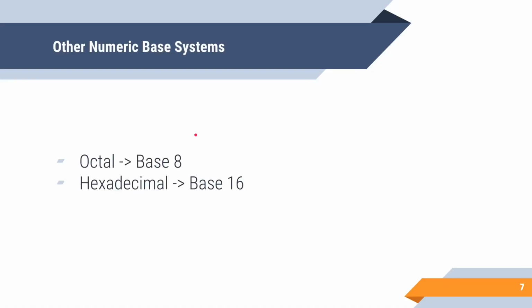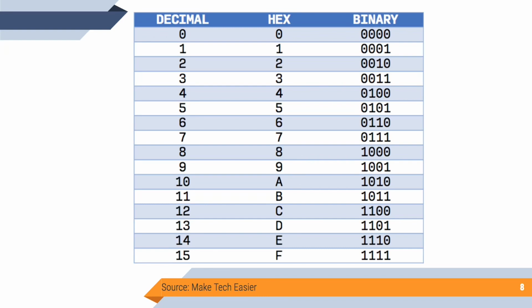All right, so there are other numeric-based systems: octal, which is a base 8 system, and hexadecimal, which is a base 16 system. I'm going to be touching on hexadecimal pretty quickly. Hexadecimal can be written as 0 to 9, but then after 0 to 9, we have to use the alphabet: A, B, C, D, E, and F.